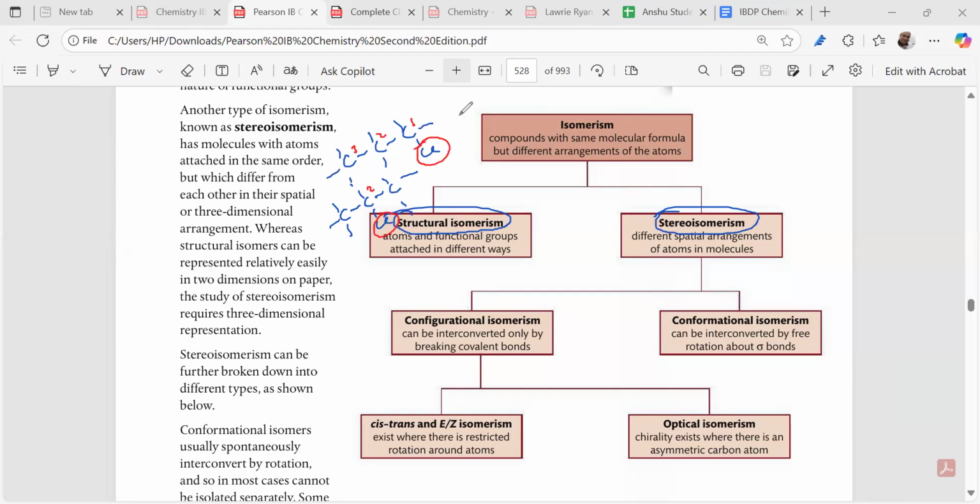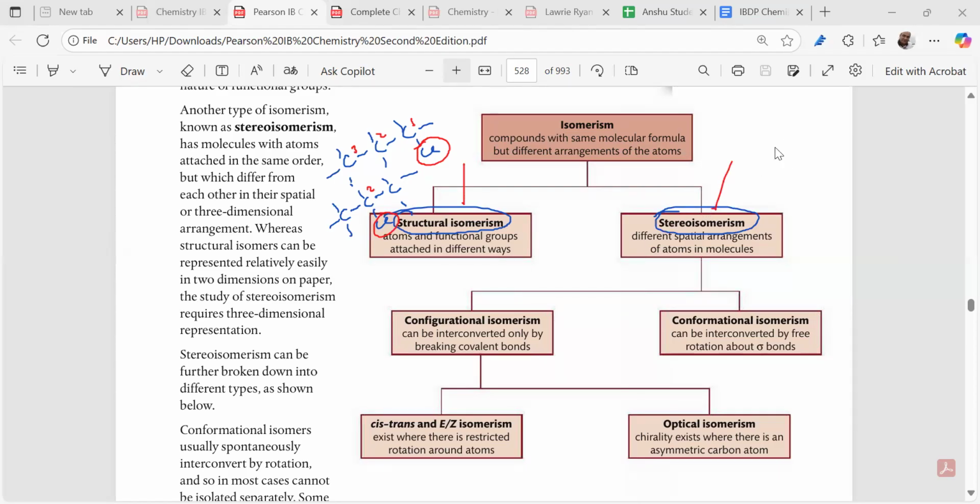And what are isomers? Isomers have the same molecular formula. This thing you have to note down: same molecular formula, but different arrangement of atoms. Is it clear? So this thing we have to master over here. Understood what is a structural isomer?